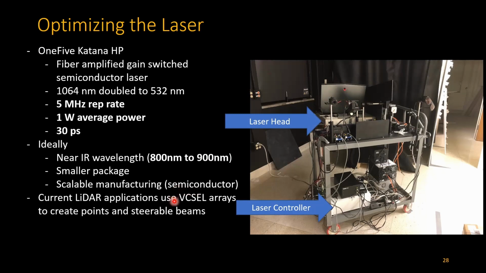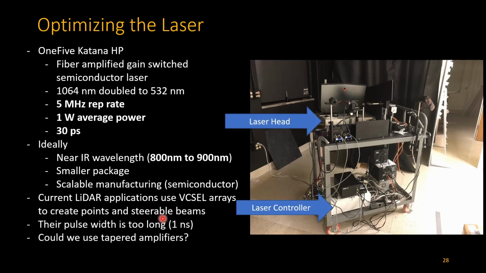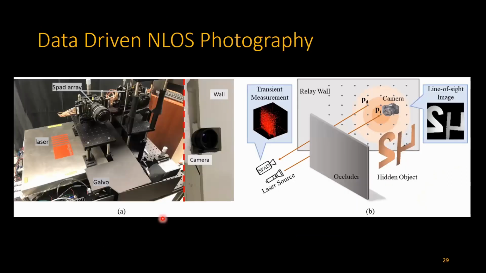The iPhone LiDAR actually uses VCSEL arrays as the laser. These are tiny little lasers that can be put in the semiconductor, but they don't have short enough pulses. The pulse width is too long, so we can't use them. So we're still trying to figure out which laser to use.